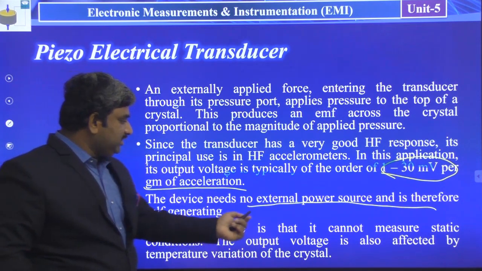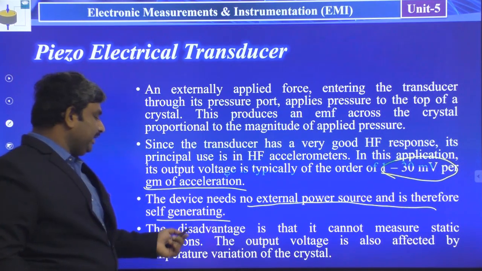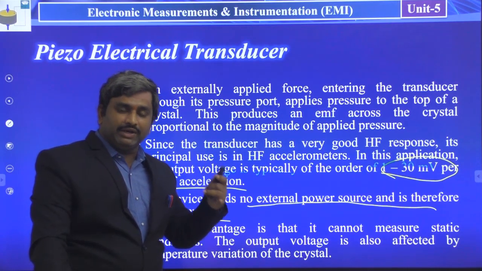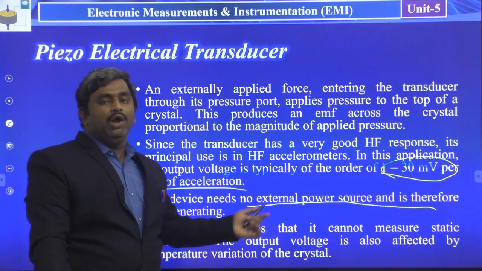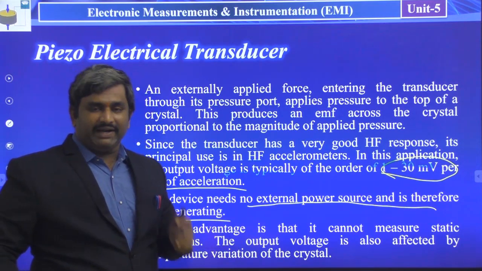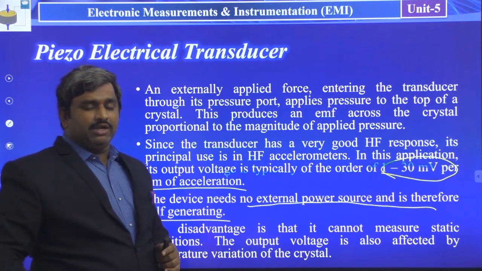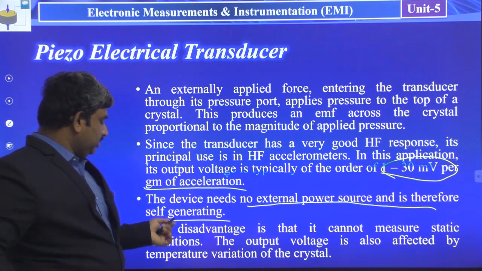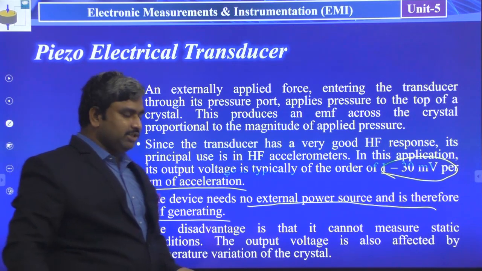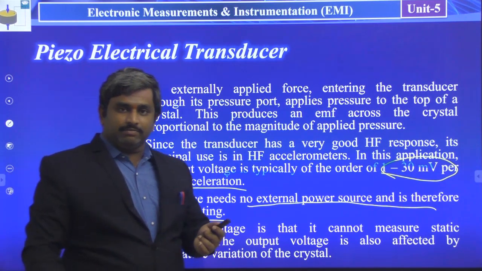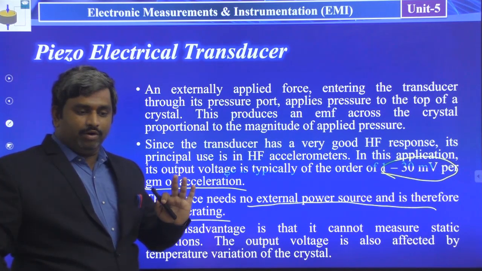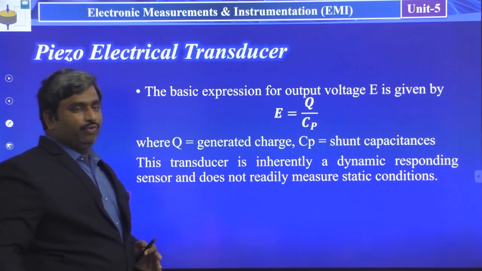The disadvantage is that it cannot measure static conditions. We can observe the behavior of the parameters only in real time, dynamic situations, by applying the force. We cannot have static conditions. The output voltage is also affected by temperature variations of the crystal. So not only under pressure, but also under temperature, it will give different output voltages.